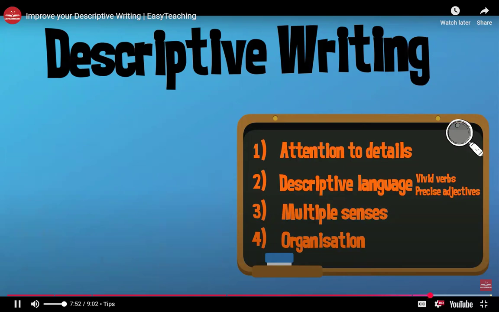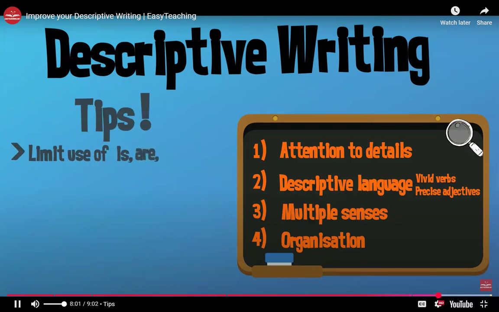Before we finish, a few tips for your descriptive writing. Number 1, limit your use of the verbs from to be: is, are, was, were. Number 2, set a word limit. This can encourage us not to waste words. If a word or sentence is not doing an important job for you, get rid of it.